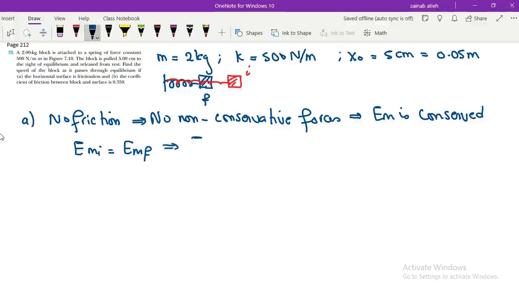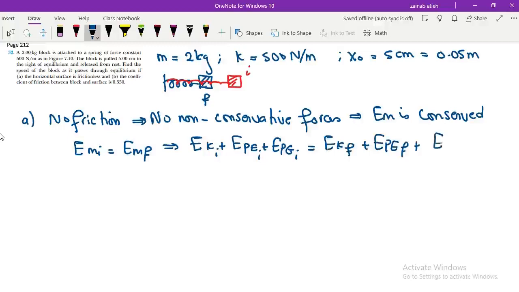It's EK plus EPE plus EPG, for sure initial, equal to EK plus EPE final plus EPG final. I will write them directly like this, then I will shorten it. We agreed that the reference doesn't affect the result, so we will take the reference level passing through the block. This is the reference level. So EPG initial and EPG final are zeros, they cancel each other. Any way you think of it, they are all the same.